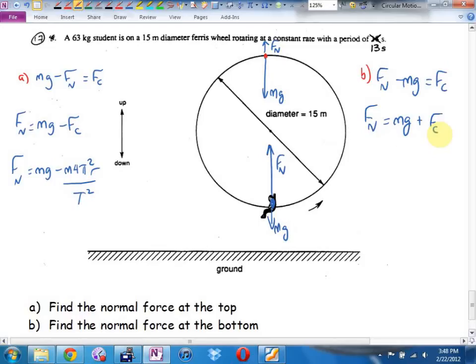So, and I'm assuming you can crunch the numbers. It would be mg plus m 4 pi squared r over T squared. They gave me the mass. That's good too.